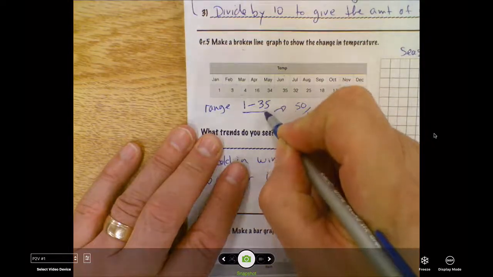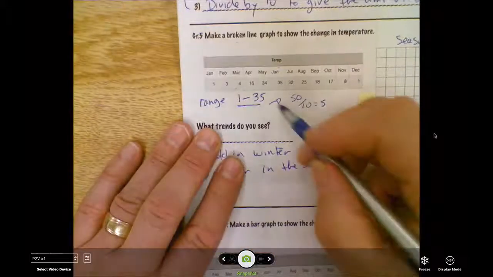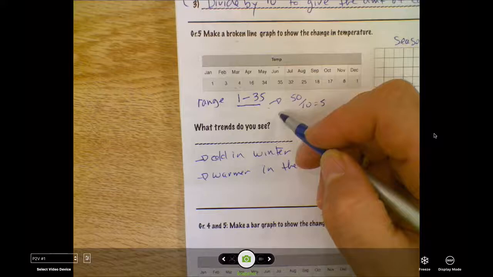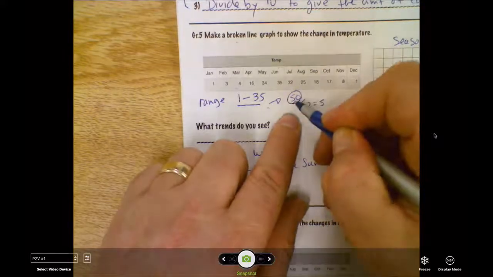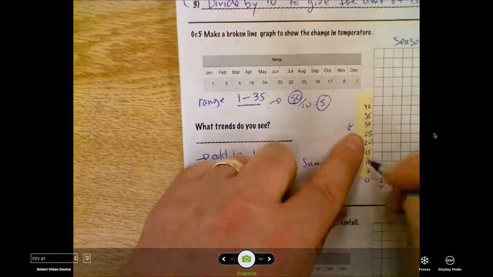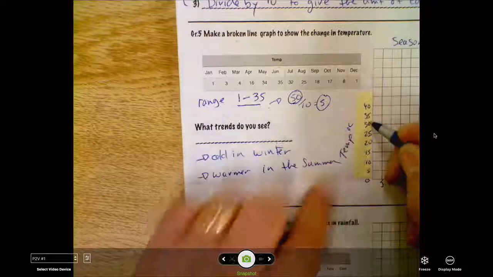So when I look at the temperature data here, I find the range was from 1 to 35. So if I go up to the next round number, I could use 40, and that would mean that my steps were 4. But if I go to 50, I divide by 10, that means each step is going to be 5, and that's a little easier to work with. 0, 5, 10, 15, 20, 25, 30.